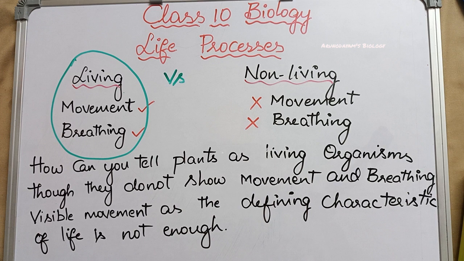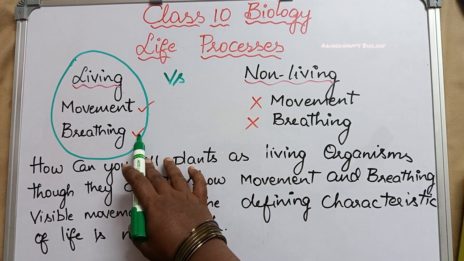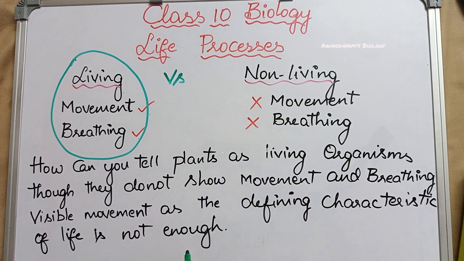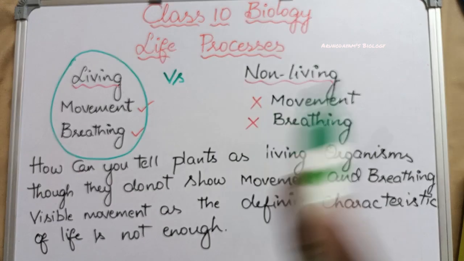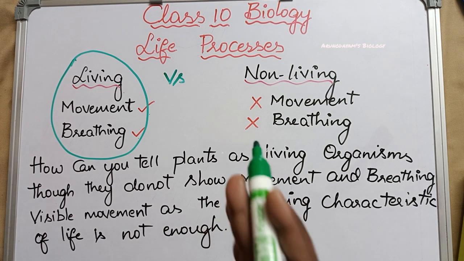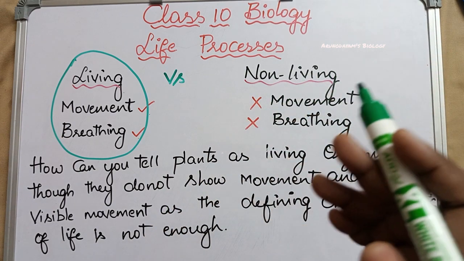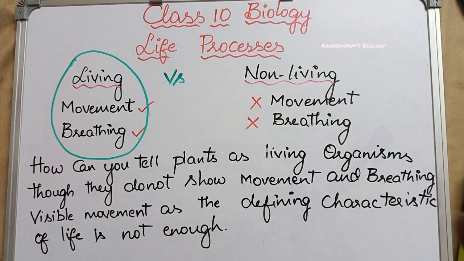Let me confuse you. If you have a plant in front of you, how can you distinguish it as a living organism or non-living thing? A plant will not show any muscular movement or any obvious breathing movement. So, can you tell whether it is a living organism or non-living organism? By seeing the green color leaves of the plant, we can tell that the plant is alive. The plant is a living organism.